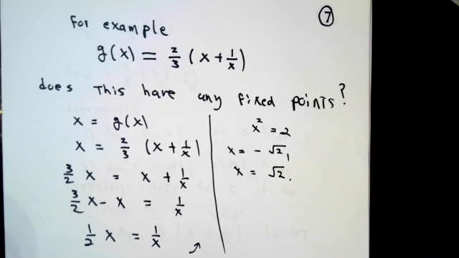For example, here's a g function. G of x is 2/3 multiplied by x plus the reciprocal of x. Does it have any fixed points? Set x equal to g of x, do the algebra in case we forgot. X squared is 2. X is either negative radical 2 or radical 2. It's the positive one that we'll be looking for.